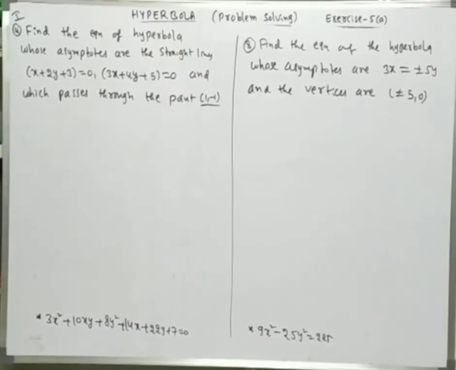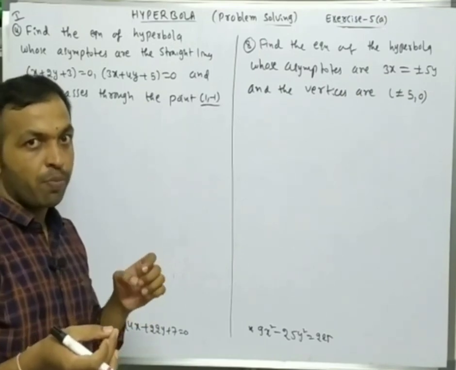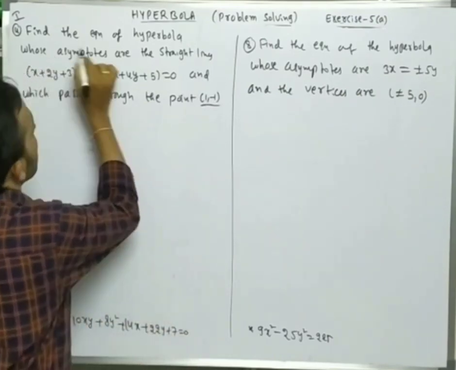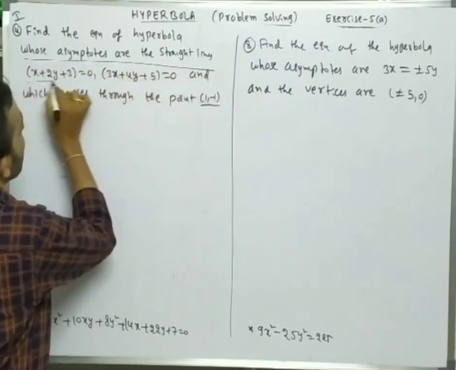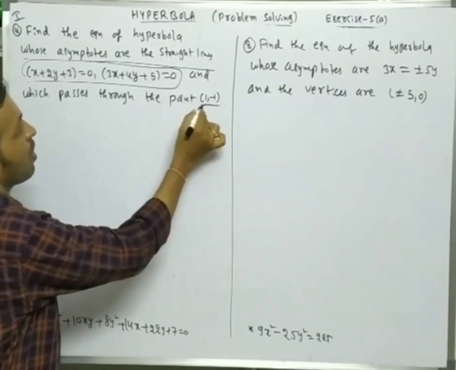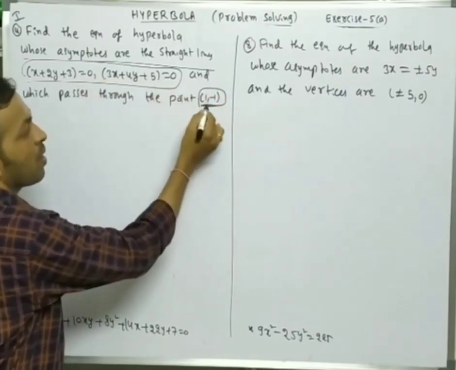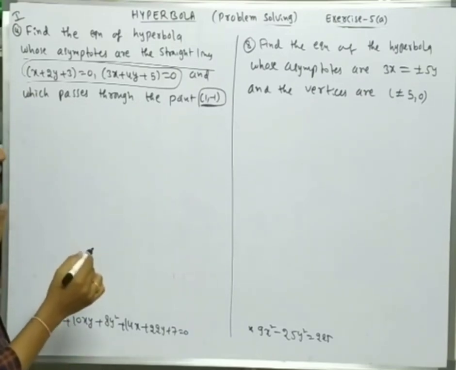Next problem, this is a slightly different problem from the previous problem. Find the equation of the hyperbola whose asymptotes are the given straight lines, and which passes through the point (1, -1). Then we should find the equation of the hyperbola.